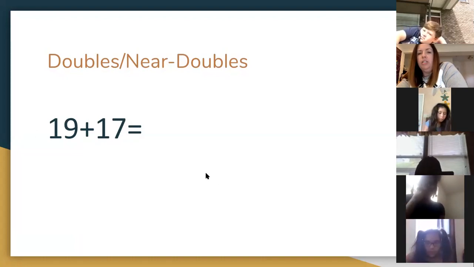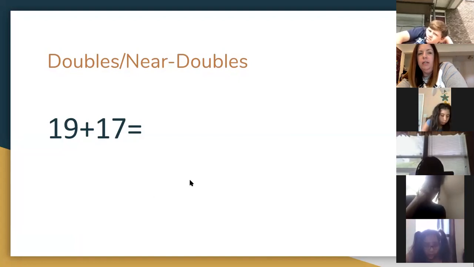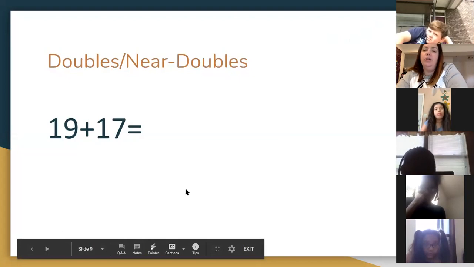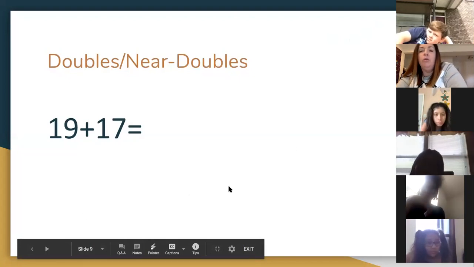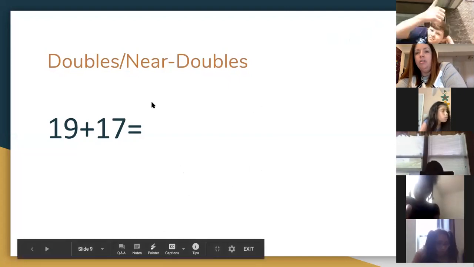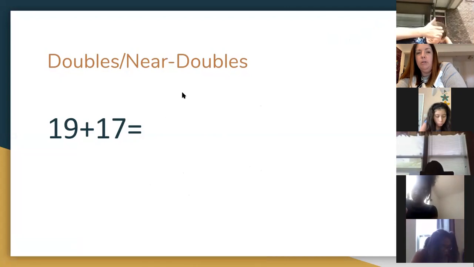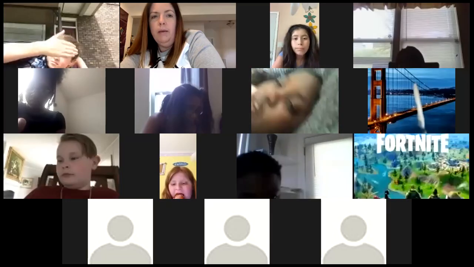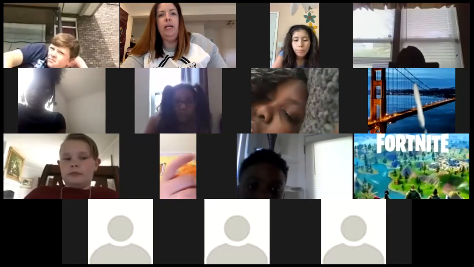Any of those strategies is absolutely great. I think that's the end of number talks for doubles and near doubles. Next time we'll use 3-digit numbers to work on some mental math strategies with 3-digit numbers. All right, I'm gonna stop sharing that screen.